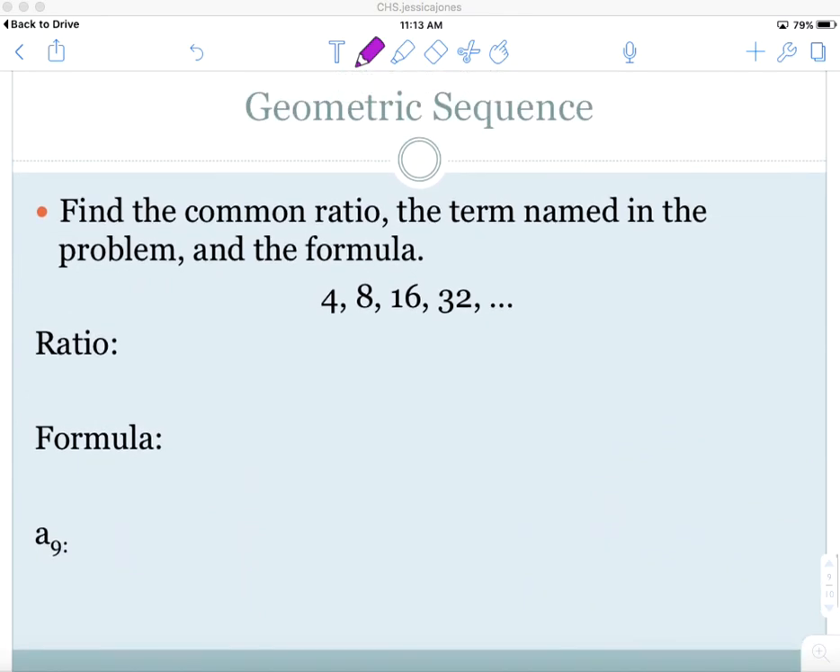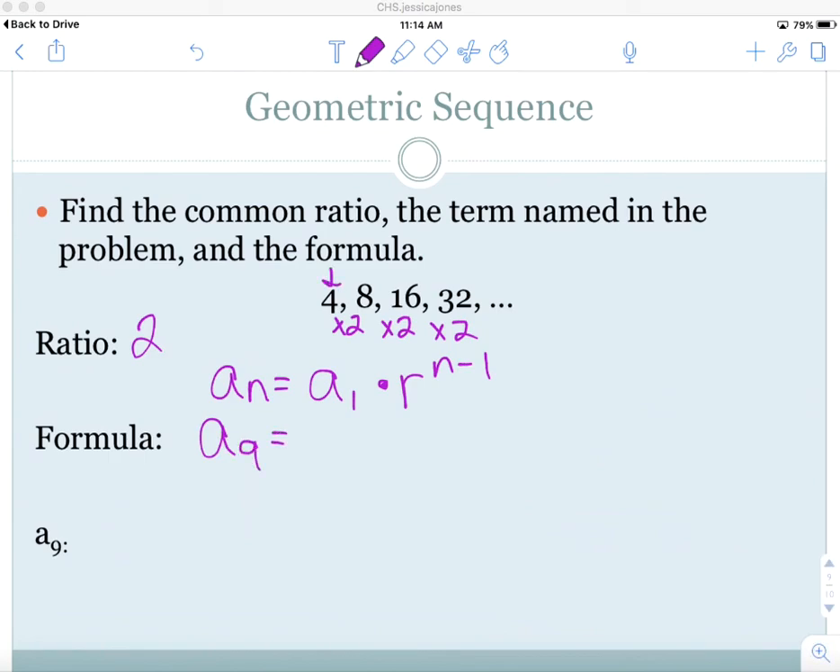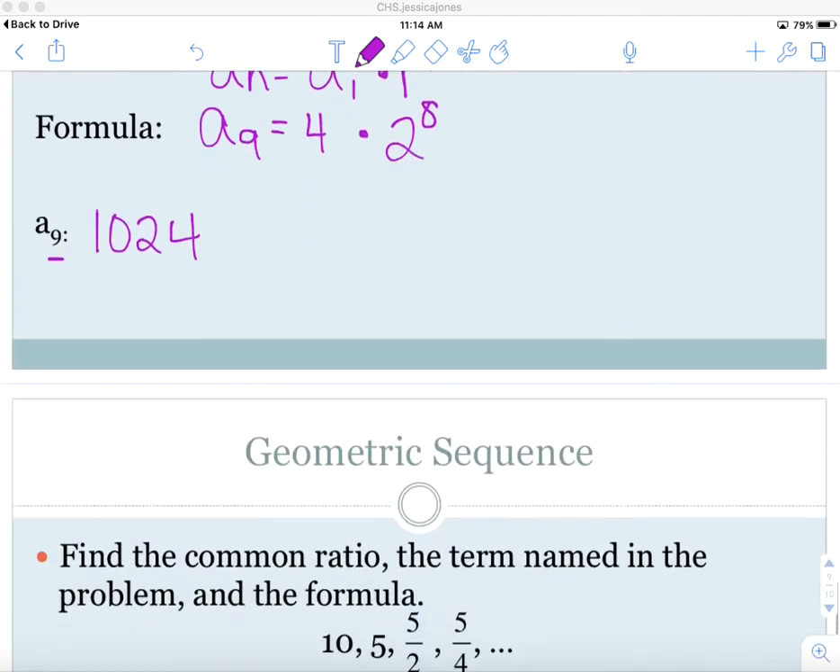Moving on to the next one, we have 4, 8, 16, and 32. This is being multiplied by 2 each time, so our ratio is 2. I'm going to write out our formula again. This time we're finding the 9th term. Our first term is 4. Our ratio, we said, is 2. And then if n is 9, then n minus 1 means we have 8. Again, you can just type this straight into your calculator, 4 times 2 to the 8th, and you should get 1,024.